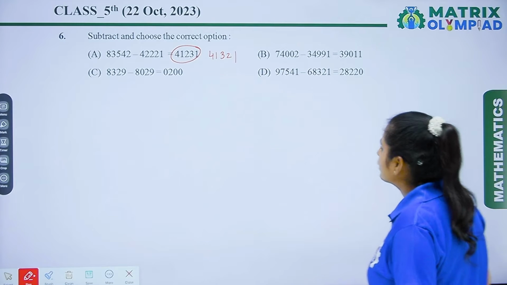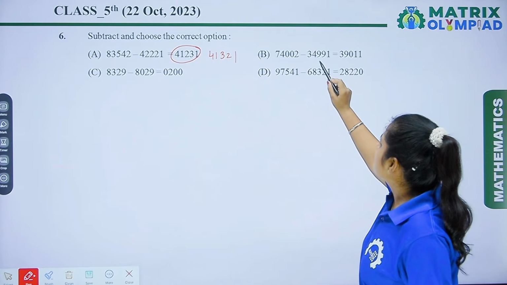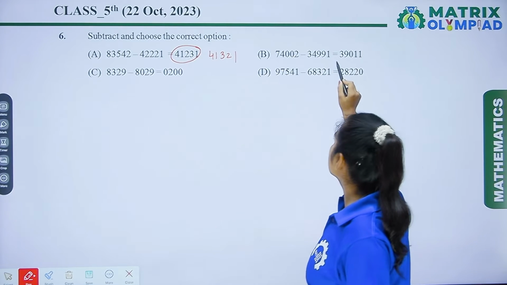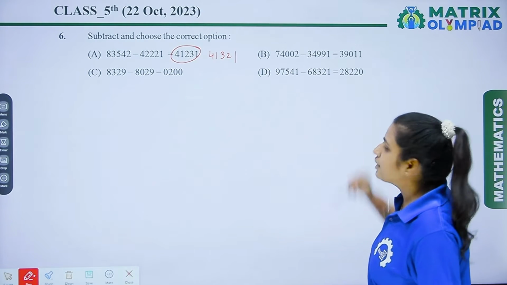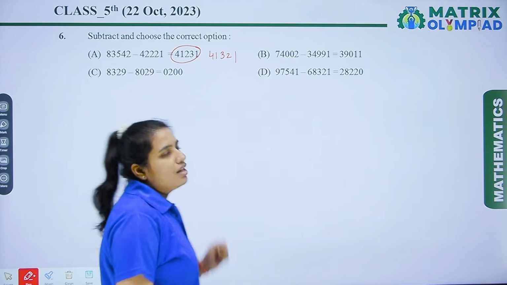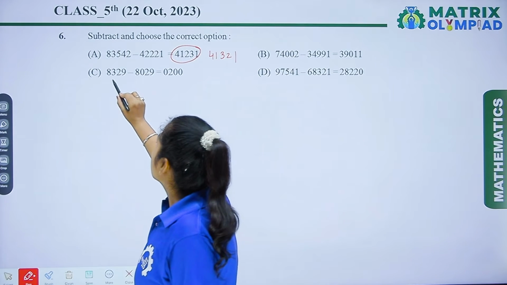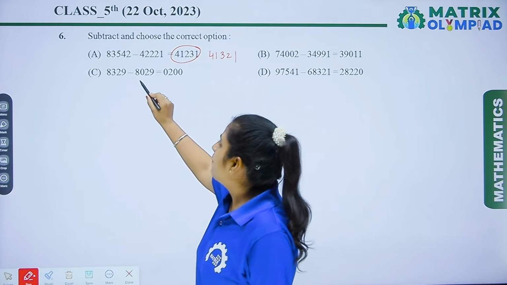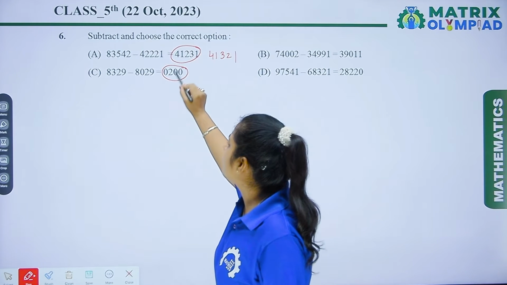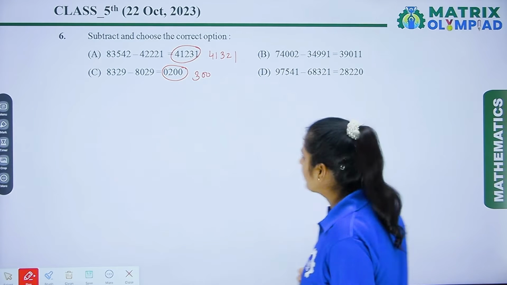Let's move on to the next option. 74,002 minus 34,991. So here the result is 39,011. So B is having the correct answer. Now let's move on to the next C part. 8,329 minus 8,029. So the result is not 200. The correct result will be 300. So option C is also incorrect.